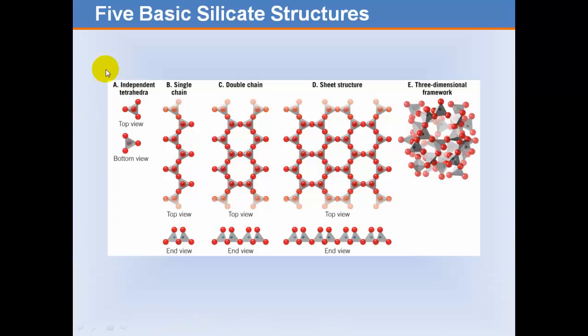So here we go. Our independent tetrahedra look like this. In a single chain, tetrahedra are connected by 1 oxygen from its neighbor, and this is what they look like from the sides. A double chain has 2 single chains connected, so each tetrahedra is connected by 2 oxygens from 2 different tetrahedra. In the sheet structure, tetrahedra form rings in a sheet form. So there's a side view, the end view of the double chain, and the end view of a sheet. In 3-dimensional frameworks, each tetrahedra bonds with another tetrahedra at each point where there's an oxygen.